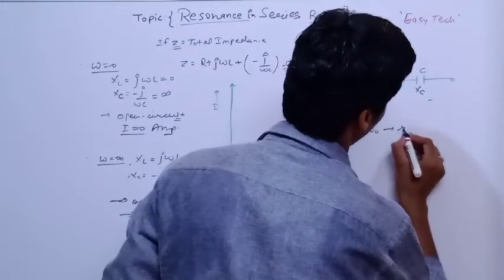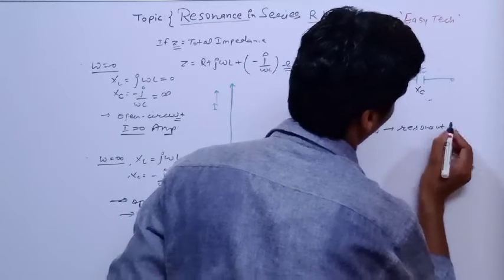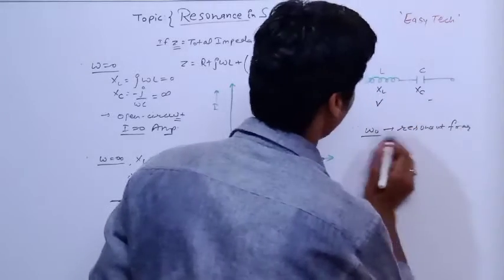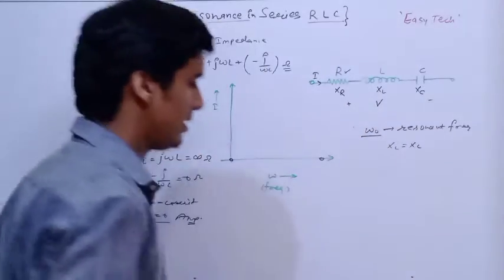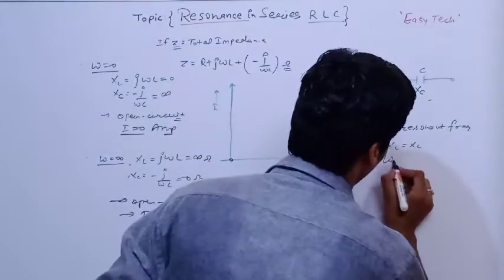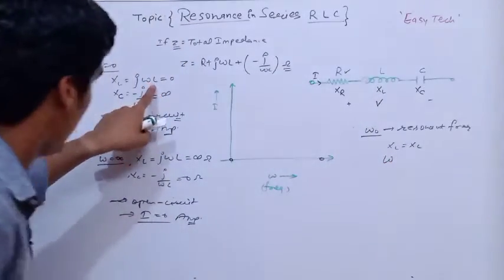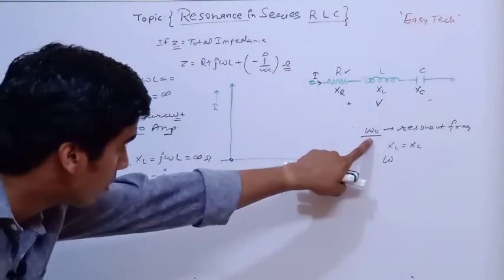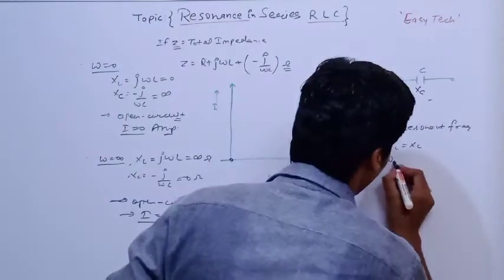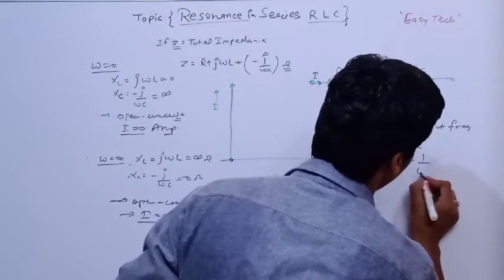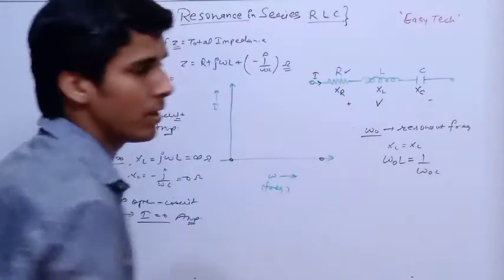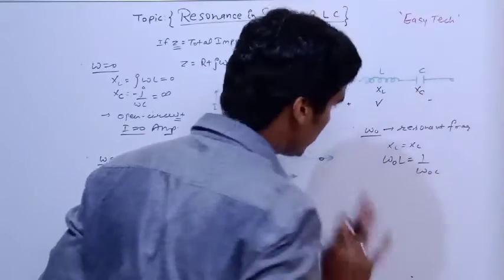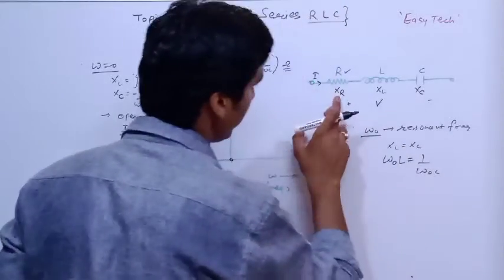If omega naught is the resonant frequency, if I consider this omega naught as the resonant frequency, so at resonant frequency XL will always become equal to XC. Now I will not write it as omega L. Why? Because at resonant frequency I have to consider omega naught L. So the value of XL will be given as omega naught L and the value of XC will be given as 1 upon omega naught C. So if both impedances become equal to each other, in that case your XL and XC will get cancelled, and only the R value will be in the circuit.